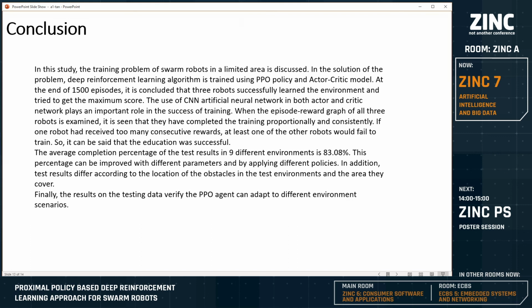Finally, the results on the testing data verify that the proximal policy optimization agents can adapt to different environment scenarios. That's all. Thanks for listening.